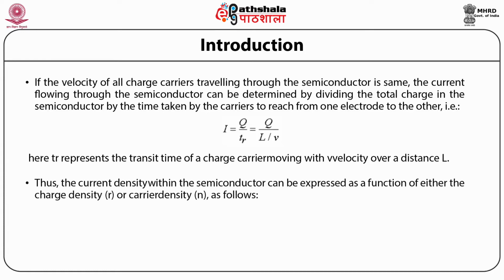Thus, the current density within the semiconductor can be expressed as a function of either the charge density rho or carrier density n, as J vector equals Q divided by (A into L) whole into V vector, equals rho into V vector, equals Q n V vector.